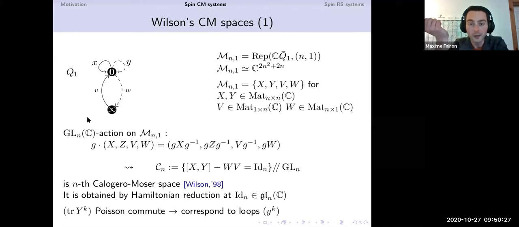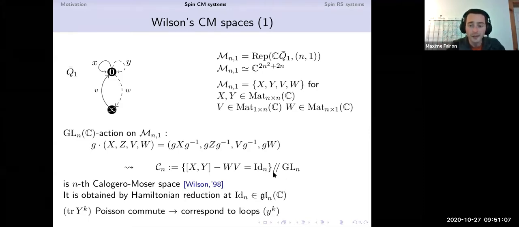And what's happening is that on that space, because I'm attaching the vector space C^n at 0, I can change bases, okay? So I have a GL_n(C) action on the space. And it happens that this space for that particular action has a moment map. So this is what I'm writing here by this commutator of x and y minus wv. This is a moment map for this GL_n action. And fixing this moment map to some value and then looking at the corresponding orbit space, you get a smooth manifold, which is the nth Calogero-Moser space.